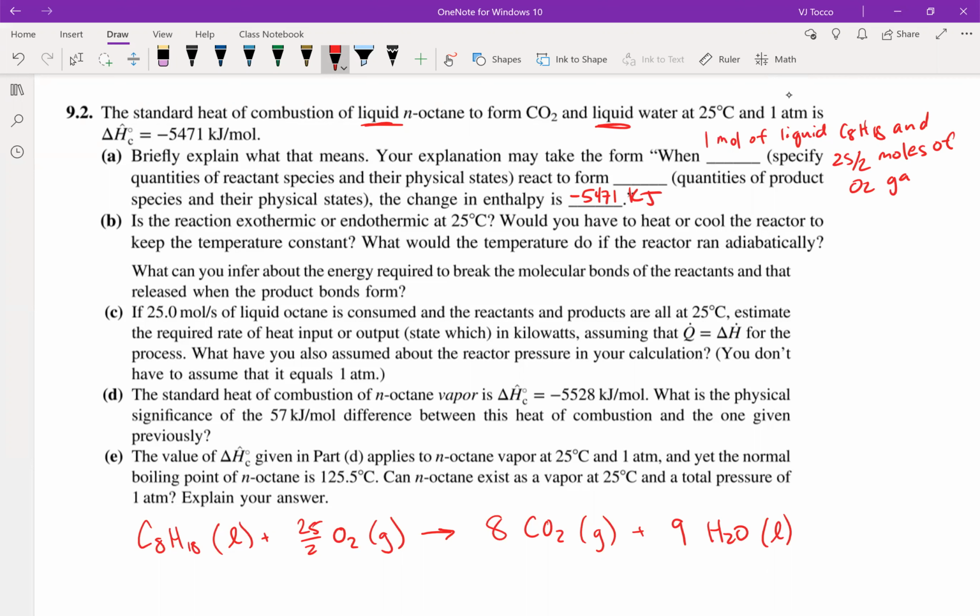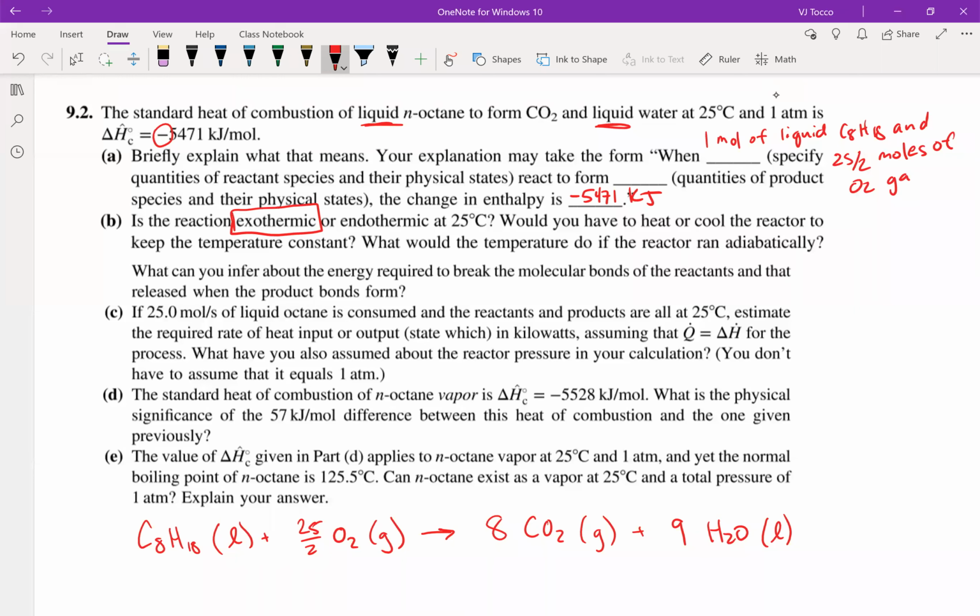Is this reaction exothermic or endothermic at 25 C? So the answer to that is looking at whether or not the heat of reaction is positive or negative. And here I have a negative heat of combustion. So how I think about it is that the final energy must be less than the initial energy. And that's the only way that I can have a negative. So the reaction is going to be exothermic. That's because it's giving off energy.